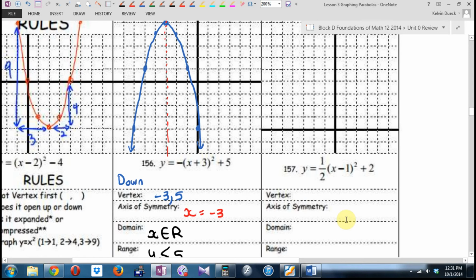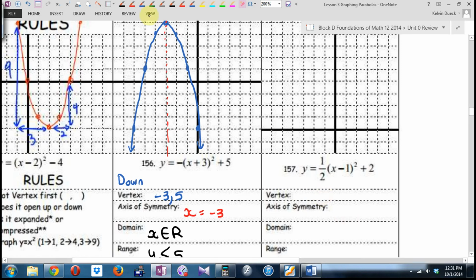157. What kind of a graph is this, and how do I know? It's a parabola. How do I know? Is it in standard form? Did you learn last year that whole completing the square procedure, how to change it from general form to standard form? It's a pain. I'm going to give you stuff in standard form this year, so don't freak out. Okay, it's a parabola. What's the vertex?